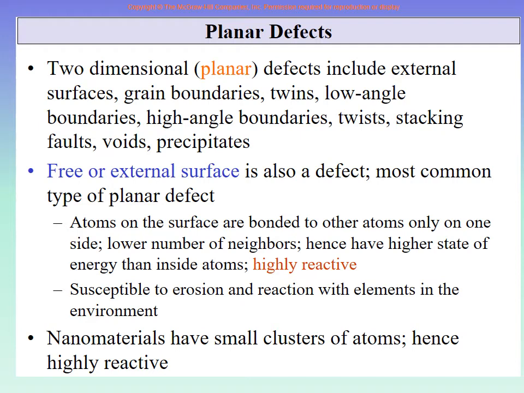So yes, we are on planar defects. Now, there are different types of planar defects. You can see here: external surface, grain boundary, twin, low angle boundary, high angle boundary, twist, stacking fault, void, precipitates. They are all planar defects. The most extraordinary is free surface or external surface.